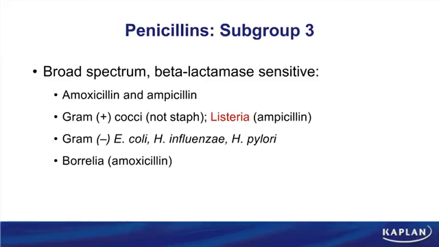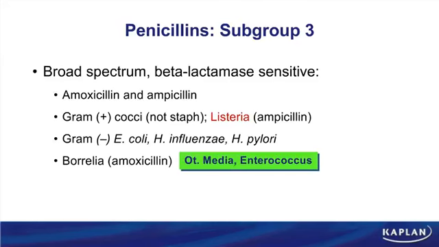You'll notice some very specific organisms that we should highlight here, including listeria. The drug of choice for listeria is ampicillin, and listeria is a popular organism to ask a treatment question about. You also see otitis media questions on your exam. The most popular drug for otitis media is amoxicillin. It's because it's broad spectrum enough to kill all of the causative organisms. Enterococcus also occasionally shows up on the test. Enterococcus is killed by these drugs, especially by ampicillin.